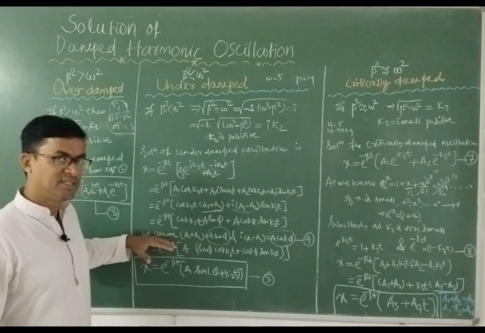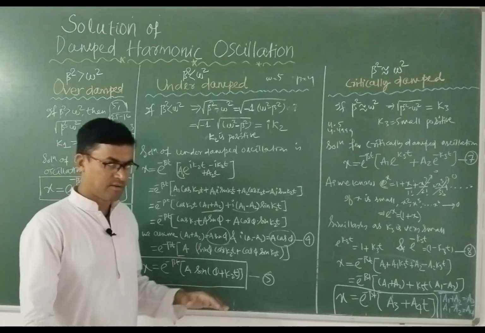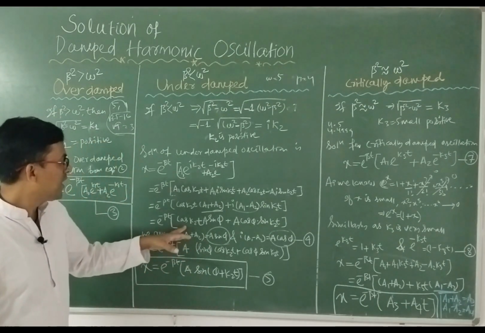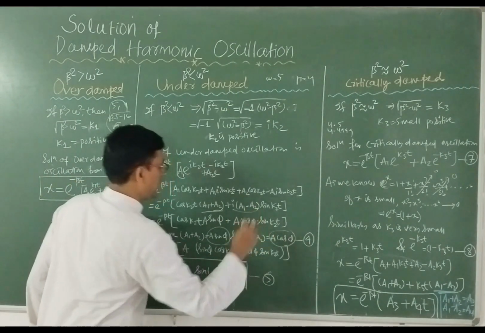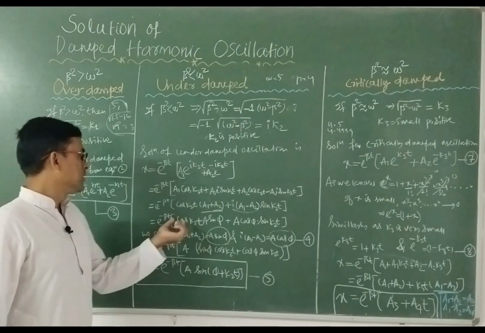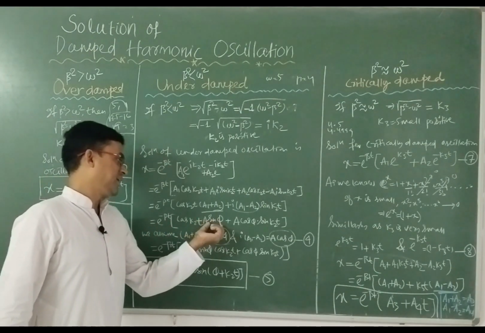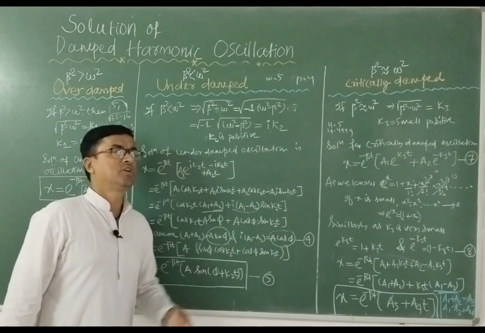We have written it here. We need this further. So we assume a1 plus a2 is this, and i(a1 minus a2) equal to a cos phi. Then it will become cos k2t, sin phi, sin k2t, cos phi.